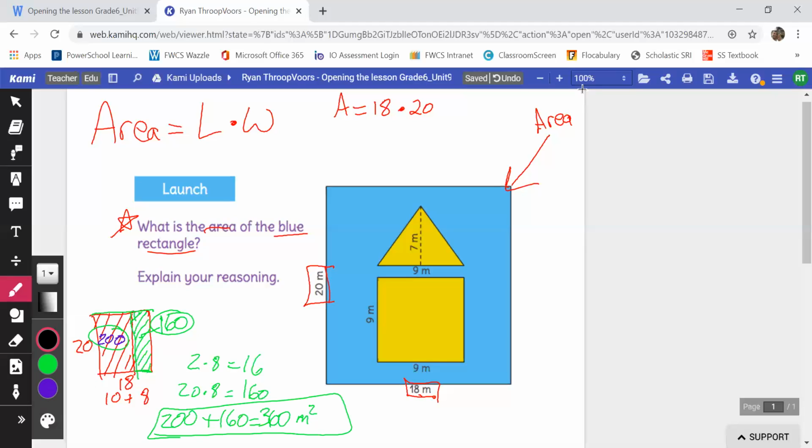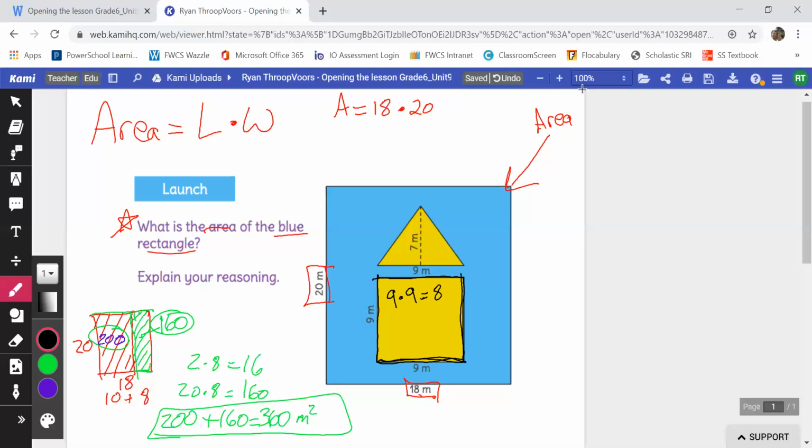So I know that this is going to be one of the areas that I'm subtracting from the blue rectangle. So I know that this is a 9 by 9 square. So the area is, of course, length times width. So the area is going to be 9 times 9. So 9 is the length and 9 is the width, or the height in this case. I know that 9 times 9 is 81.